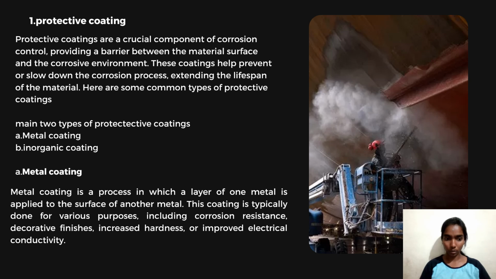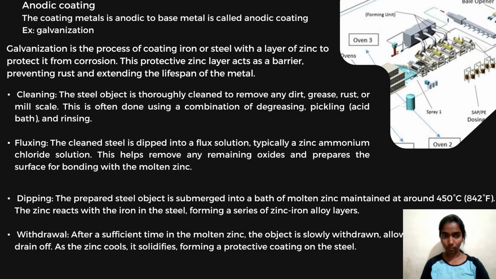In that, metal coating is a process in which a layer of one metal is applied to the surface of another metal. This coating is typically done for various purposes, including corrosion resistance, decorative finishes, increased hardness, or improved electrical conductivity. The next one is anodic coating. The coating metal that is anodic to the base metal is called anodic coating.